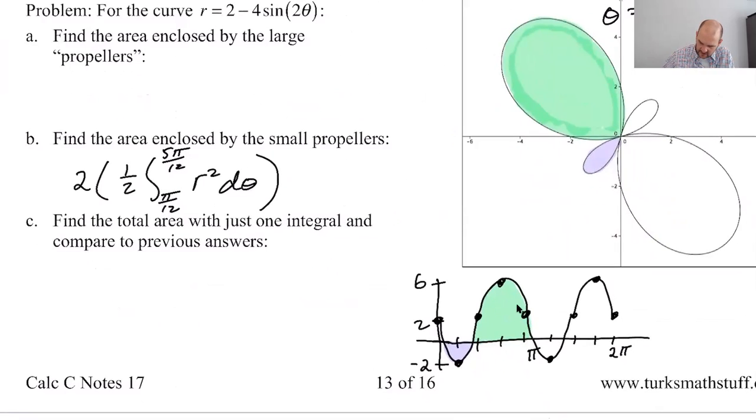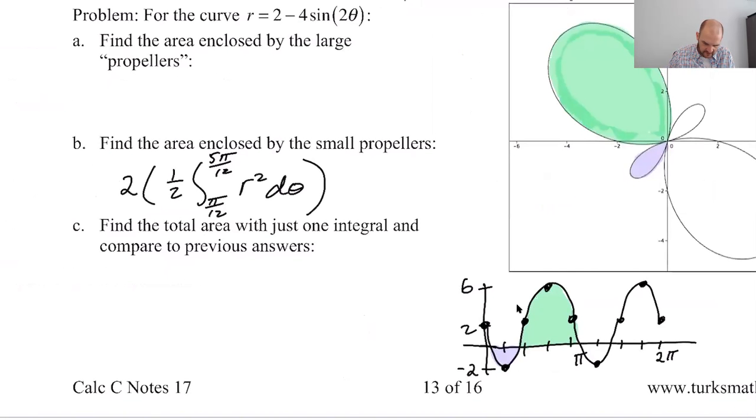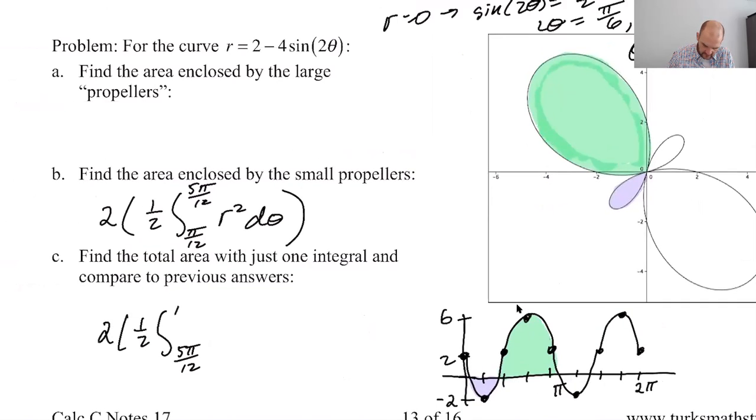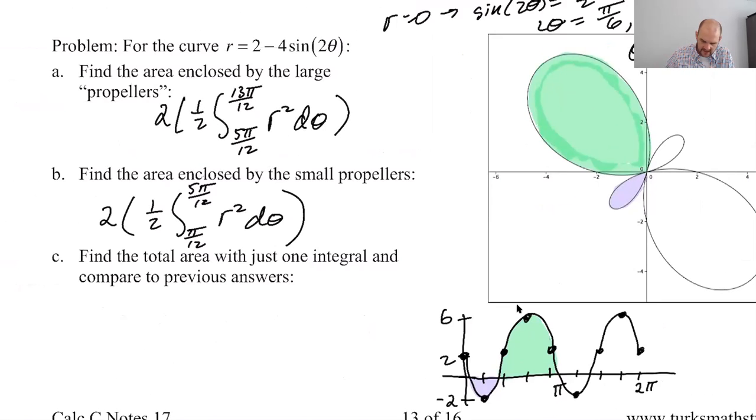The big propeller is going to go, here's 5 pi over 12, keep going. No, it isn't. This is pi over 12, keep going. 5 pi over 12 is when it starts, 13 pi over 12 is when it stops, and there are 2 of them. So we're going to go 2 times 1/2 the integral from 5 pi over 12 to 13 pi over 12. Knowing that it's a little bit past pi has really helped me be sure of what I'm doing. I'm writing this in the entirely wrong spot. Up here. Eyes up here, buddy.